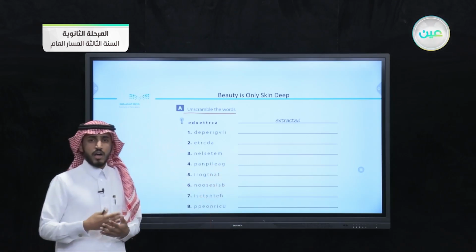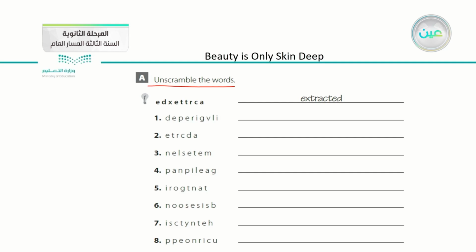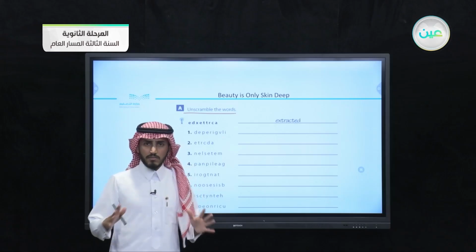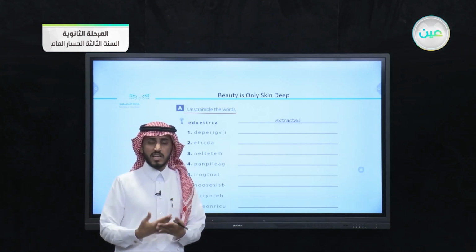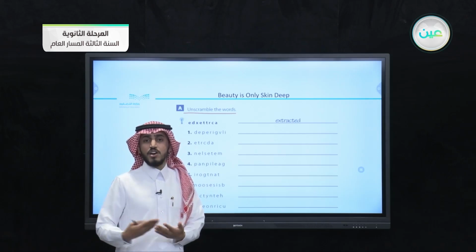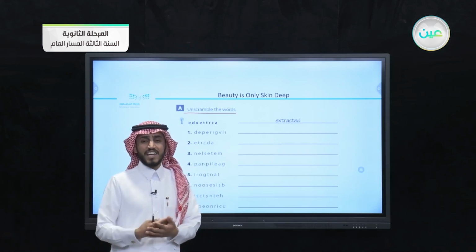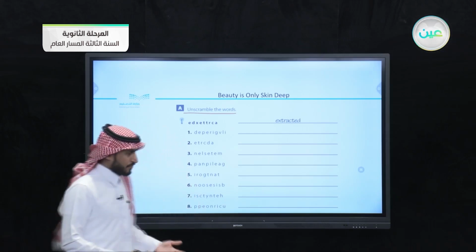these words, unscramble them. We have the first example. It is written here, EDXETTRCA. And the correct word is extracted. Now you can pause the video right here, take some time to do the exercise on your own, then after that, go back and resume the video so you can check your answers if they are correct or not.